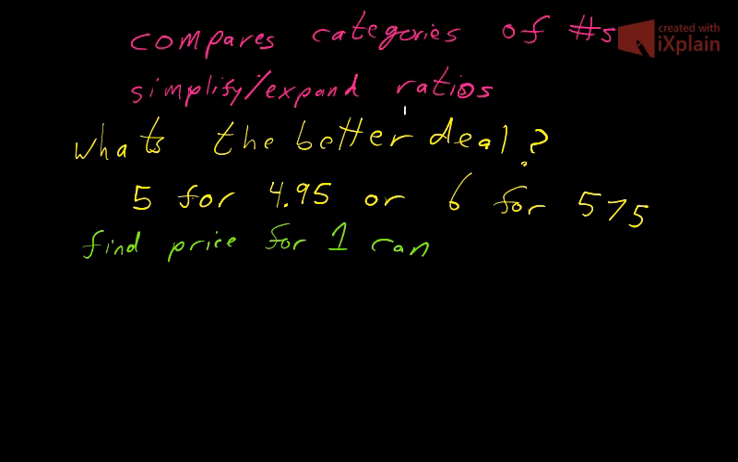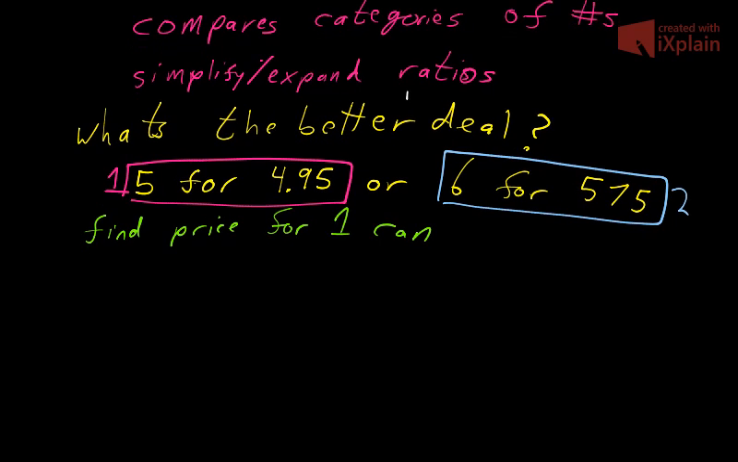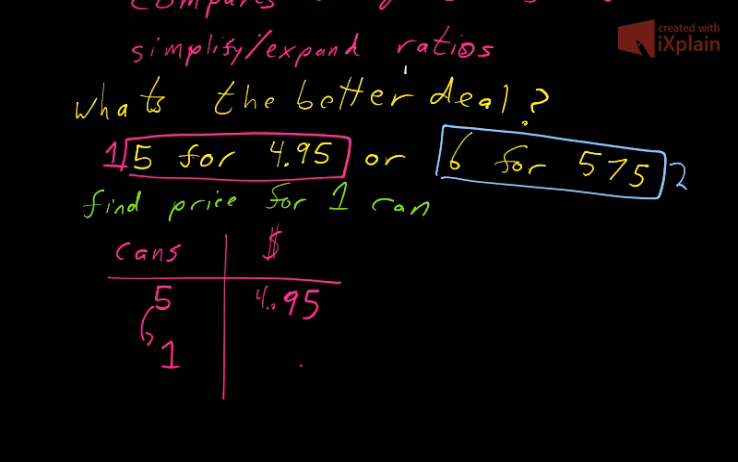I'm going to label these two different stores, store 1 and store 2. This right here is going to be store 1, in pink, and store 2 will be over here in blue. Let's start with store 1. I'm going to have cans on one side and money on the other. So I'm starting off with 5 cans is $4.95. And I want to get my cans down to 1, because if I know how much one can costs, it'll be a whole lot easier to work it out.